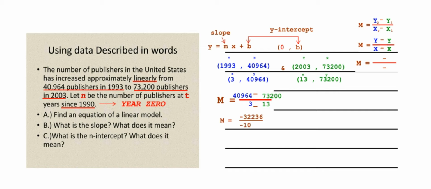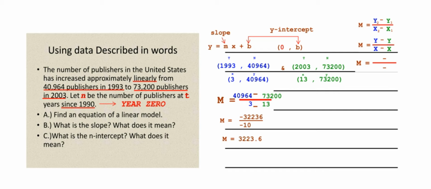Okay, so simplifying this means that once we subtract 40,964 minus 73,200, we get negative 32,236. And of course, 3 minus 13 will give us negative 10. And let's convert to a decimal. Why not? Since the number is such a large number, it would only make sense that we could use a decimal. Agreed? So negative negative makes that a positive. 32,236 divided by 10.